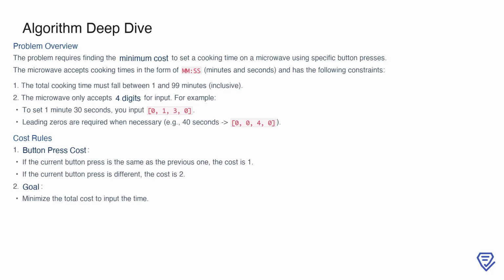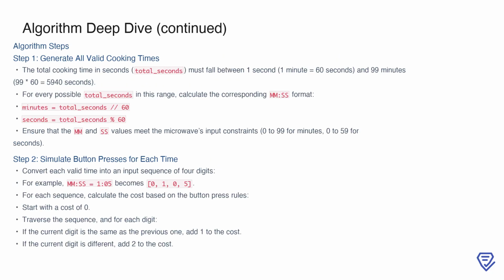This forms the foundation of our approach to solving the problem. To solve the problem efficiently, the algorithm begins by generating all possible valid cooking times. Since cooking times range from 1 minute to 99 minutes, we convert these into a total number of seconds, ranging from 60 seconds to 5,940 seconds.